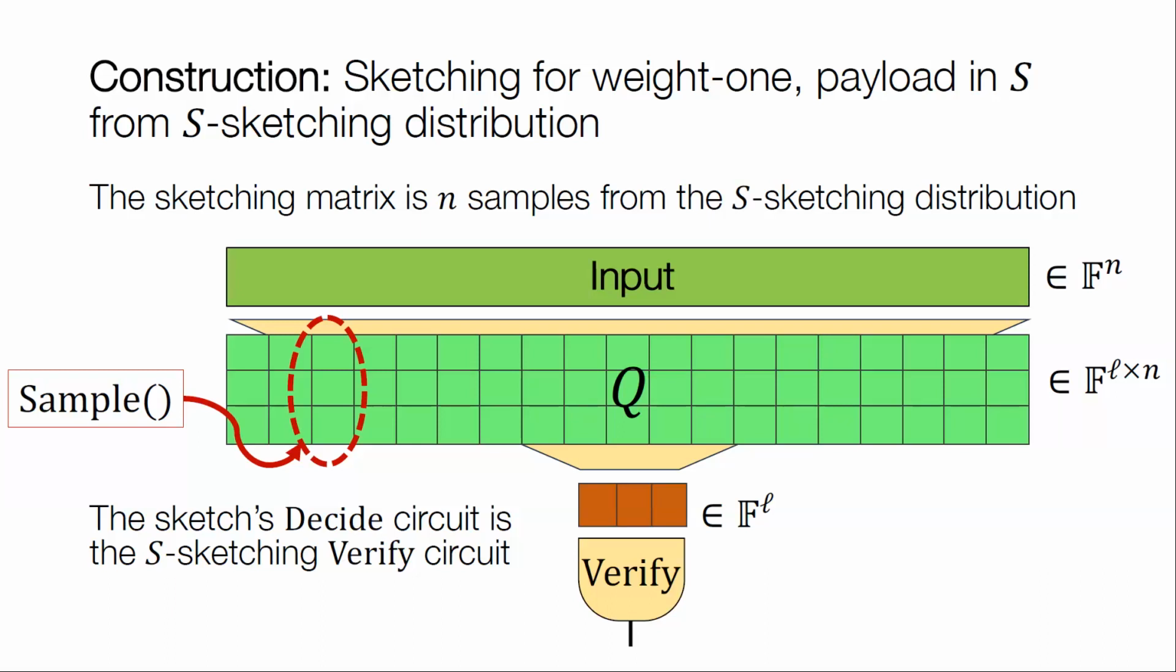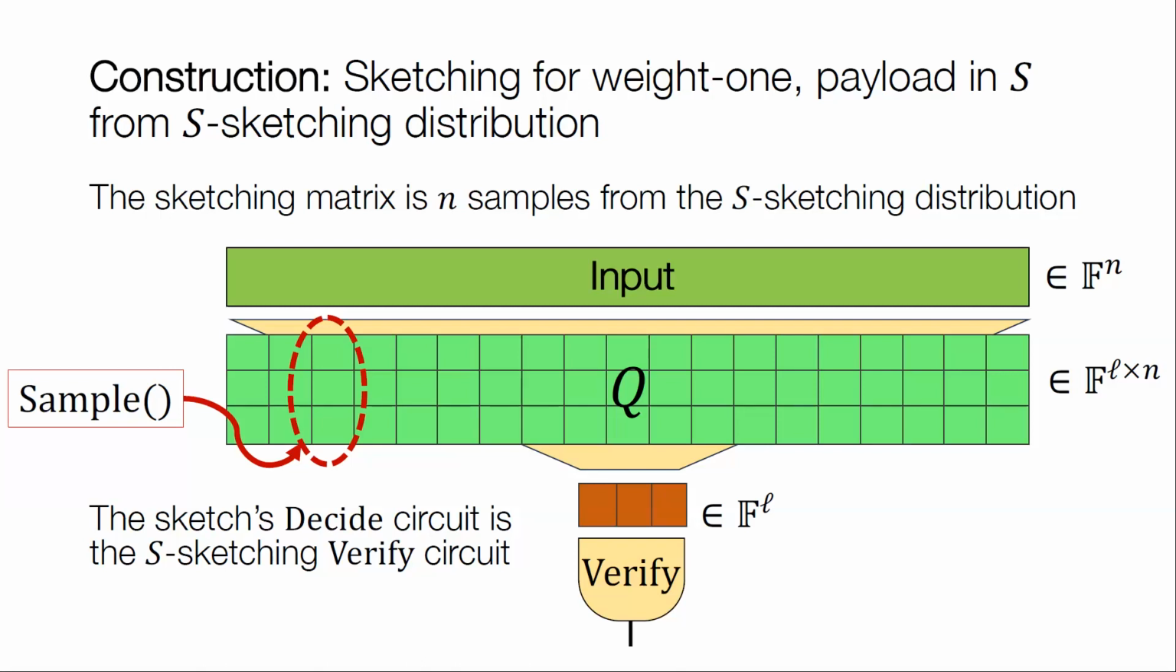So let me show you the same thing in picture 4. We run the sampling algorithm once for each column of the sketching matrix to construct this big L by N matrix. And we apply that to the input to get this sketch. And the sketch is the size of the sample from this S-sketching distribution. And then we just run the verification circuit for the S-sketching distribution to test whether or not we're going to accept or reject.